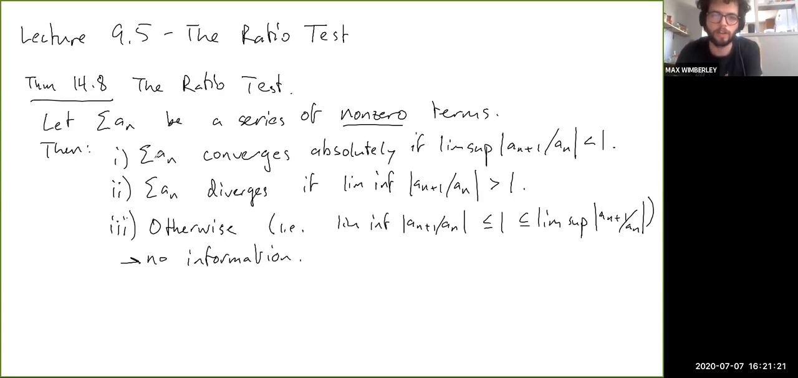But it turns out that the proof of the ratio test will be fairly simple because we've already proved the root test. The reason has to do with theorem 12.2 that we proved earlier about the relationship between the lim sup and lim inf of ratios versus the lim sup and lim inf of roots. I'll get back to that in a second. Let's just prove the theorem.